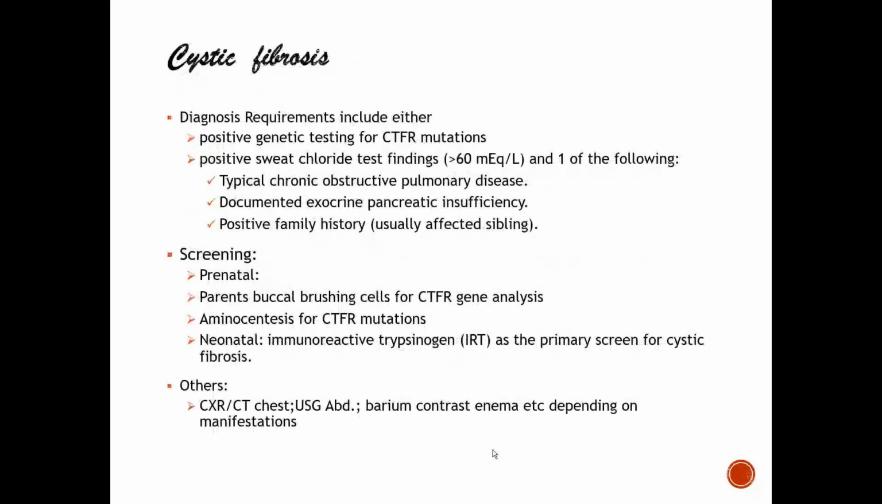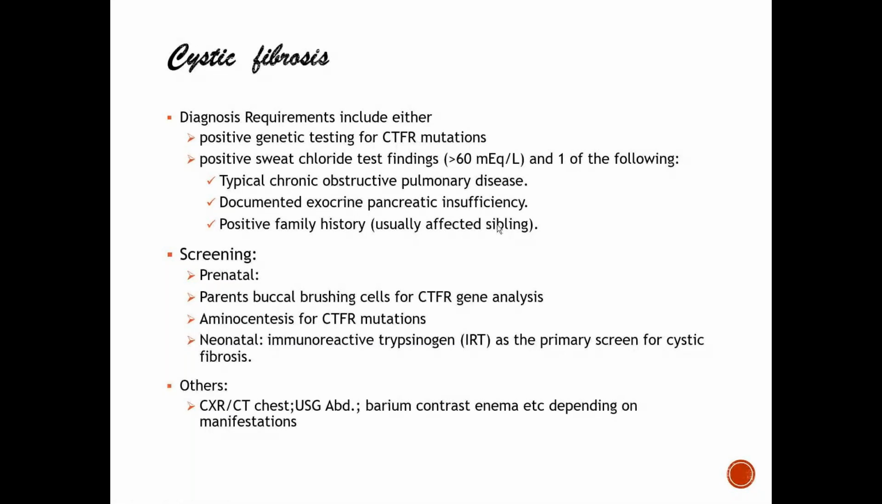The diagnosis, the requirements include either a positive genetic testing for CFTR mutations and a positive sweat chloride test finding, where you should find a chloride level more than 60 milliequivalents per liter. And in addition to these two, one of the following: a typical chronic obstructive pulmonary disease or a documented exocrine pancreatic insufficiency. I told you the two organs most commonly involved, and or a positive family history, usually an affected sibling, that the brother or the sister affected.